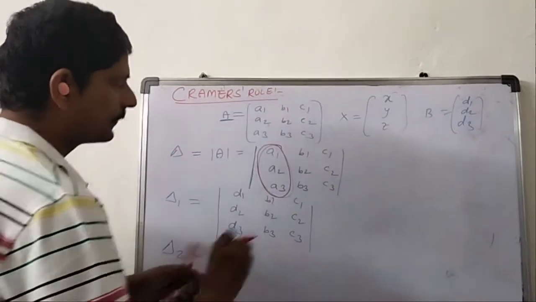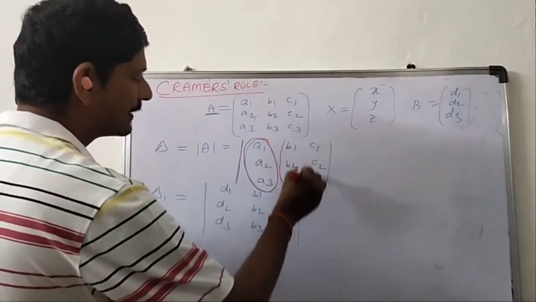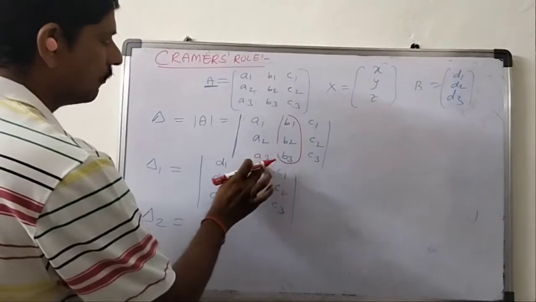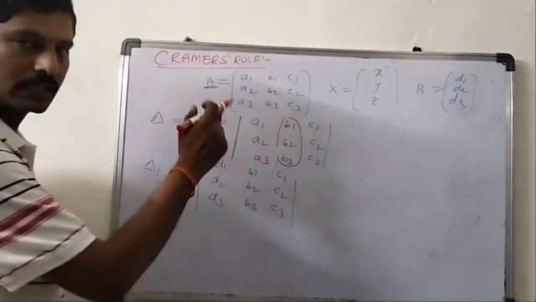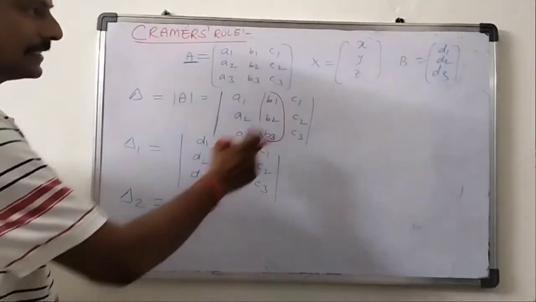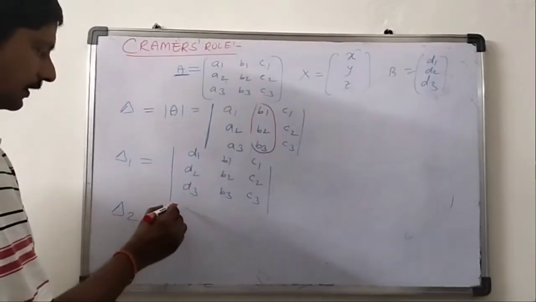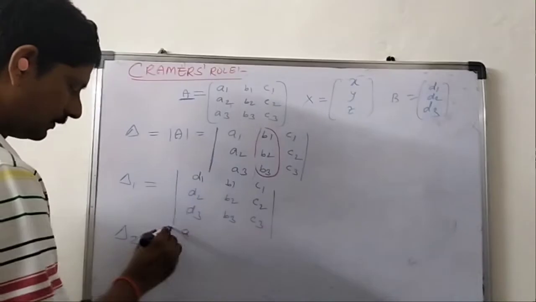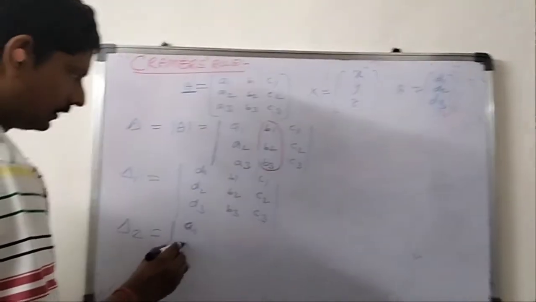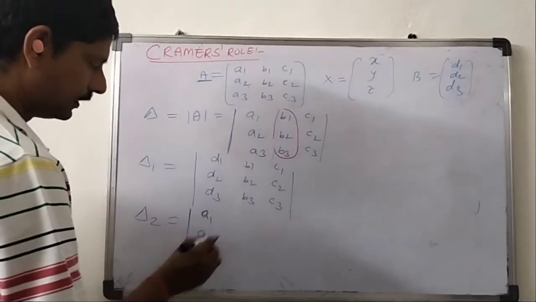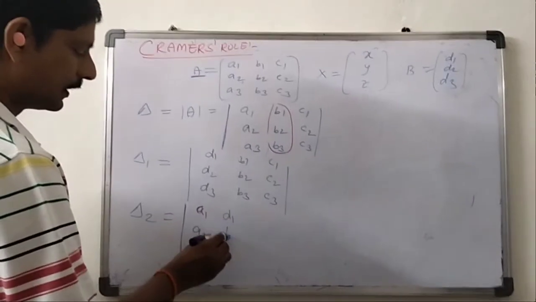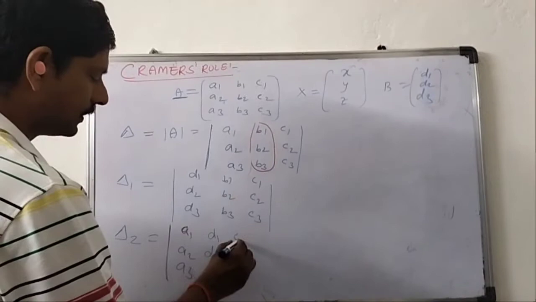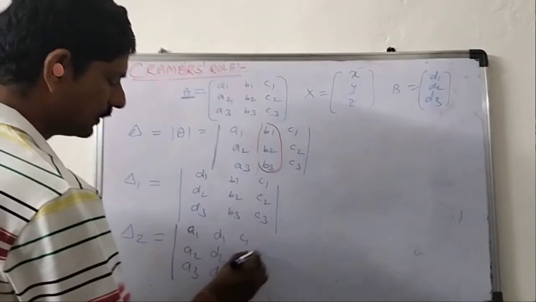Delta 2 is nothing but replacing the second column. The first column remains the same. Replacing the second column by d1, d2, d3: a1, a2, a3, then d1, d2, d3, and the third column remains the same, c1, c2, c3.